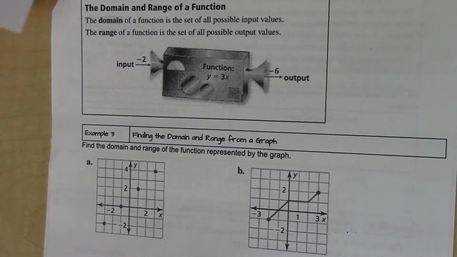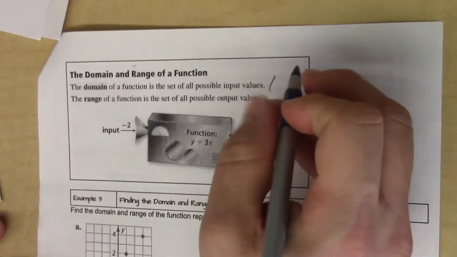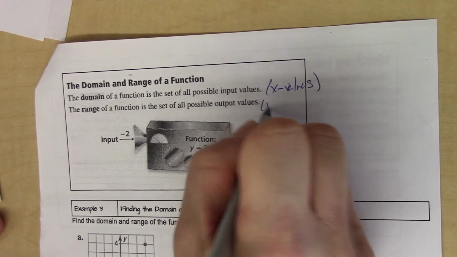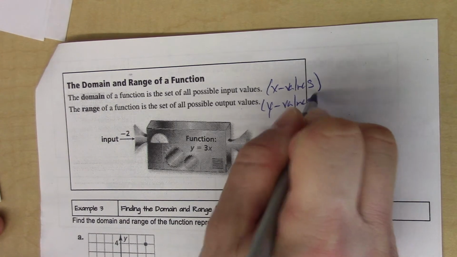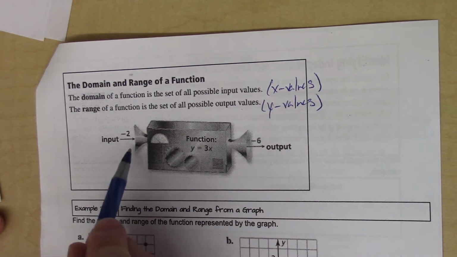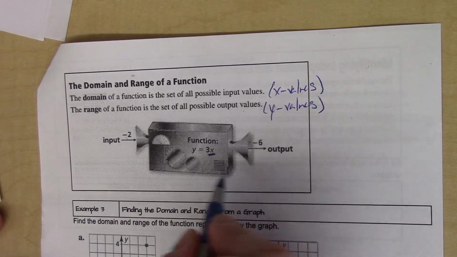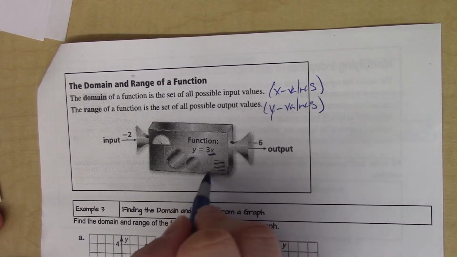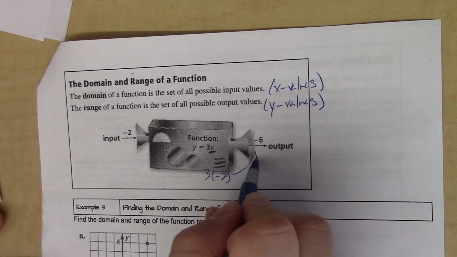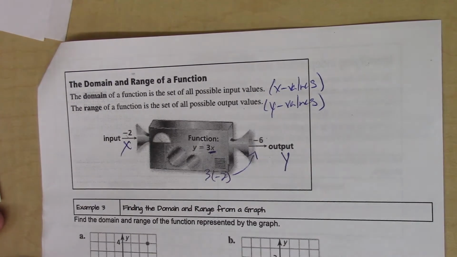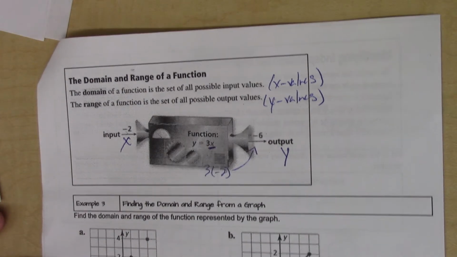Let's get on to the next page of notes where we are going to talk about domain and range. Domain is really just the x values. And range is really just the y values. And it says input and output. Well, the input is what I plug in, so the negative 2 is what I would plug into this x value. And when I times it, I get 3 times negative 2. That's how I got 6. That's my output. So that is my y value that I get when I plug in an x value of negative 2. Okay?